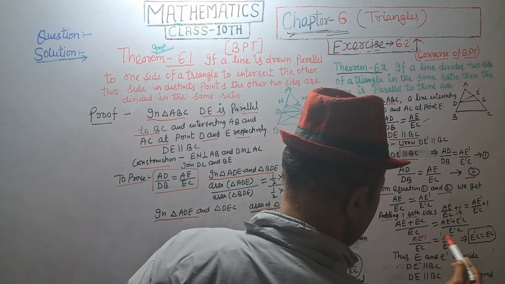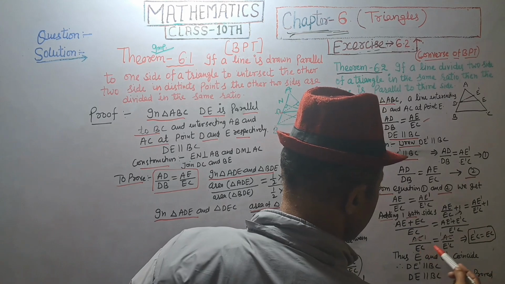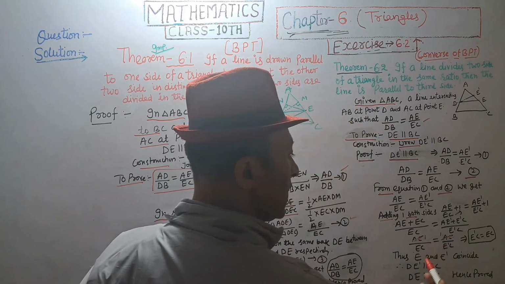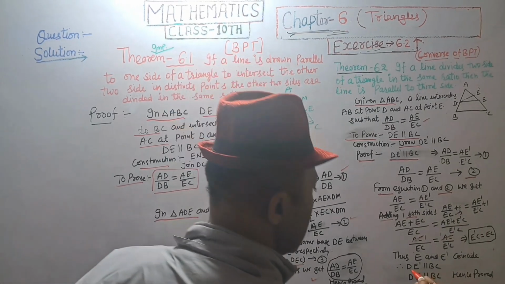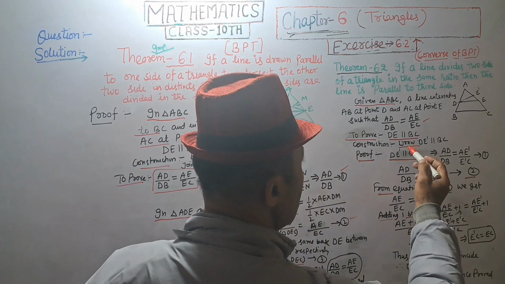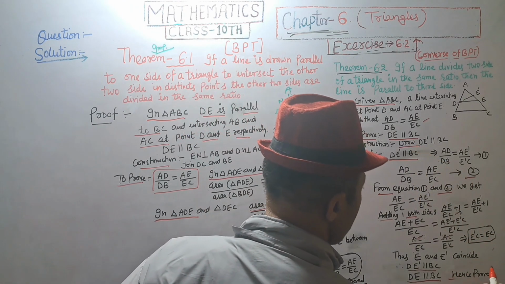E dash C multiplied by 1 is E dash C, equal to EC multiplied by 1, that is EC. Thus E and E dash coincide, and DE dash is parallel to BC, and DE is parallel to BC, hence proved.